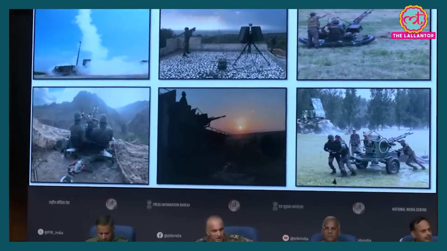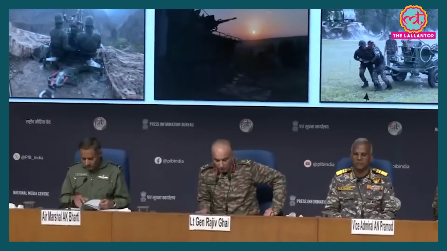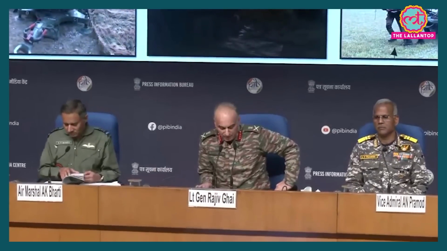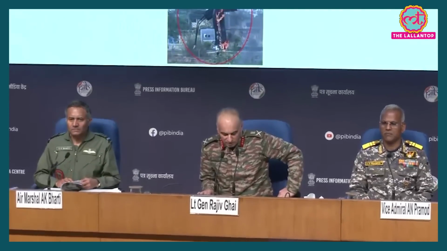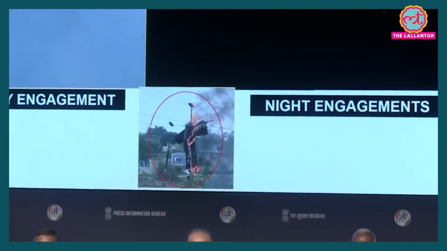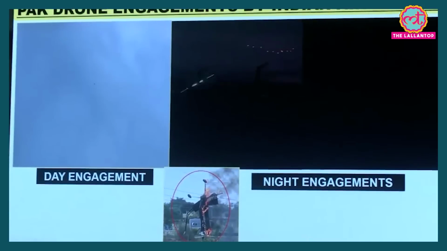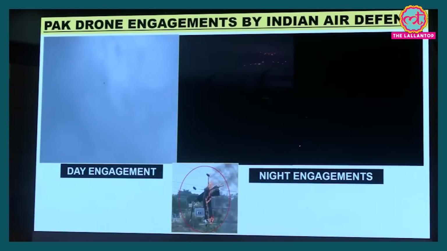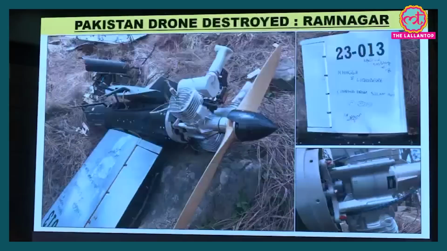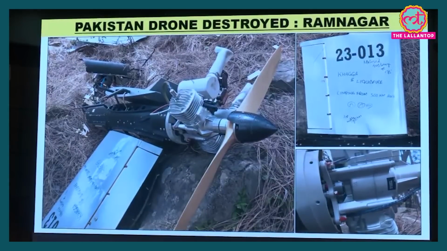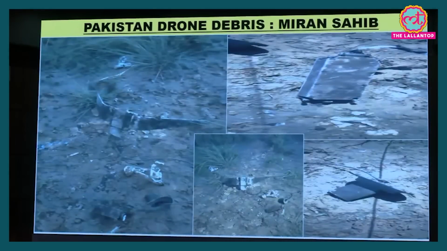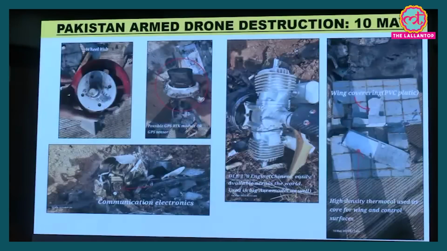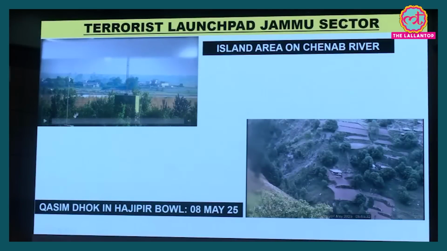Operations on the 7th and the 8th, Air Marshal Bharti spoke about. On the night of 8th and 9th of May, they flew drones and aircraft into our airspace all across the borders and made largely unsuccessful attempts to target numerous military infrastructure.